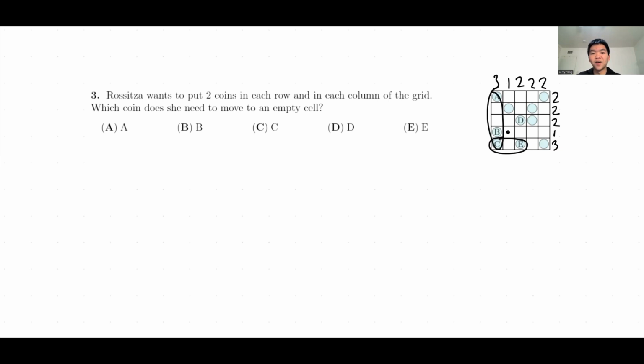And wouldn't you look at that. The only coin that overlaps in these 2 areas is coin C. So we know that we have to move coin C in order to make everything equal. So our answer for question number 3 is C.